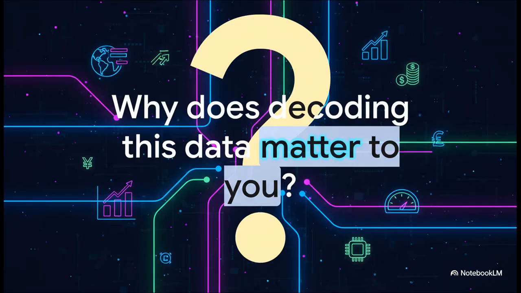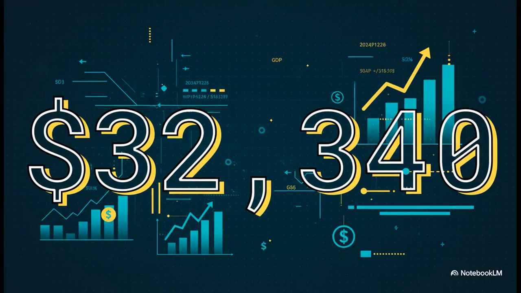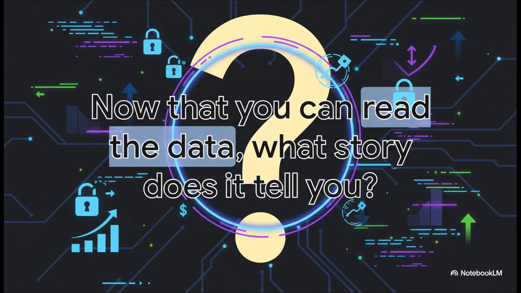Okay, so why should any of this matter to you? What's the point of all this? Because it helps you make sense of the headlines and judge what's really going on. For some context, the average GDP per person was about this much, even way back in 2005. Yeah, that's GDP per head. It's a quick way to get a snapshot of a nation's living standard. So next time you see that headline, you'll know exactly what's happening behind the numbers.